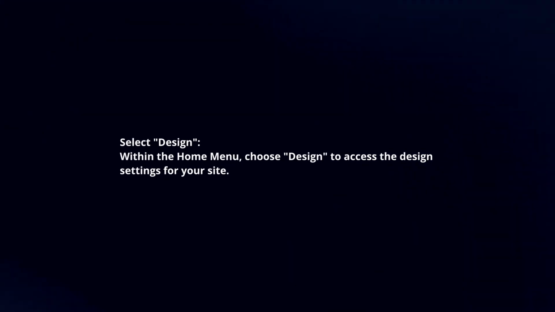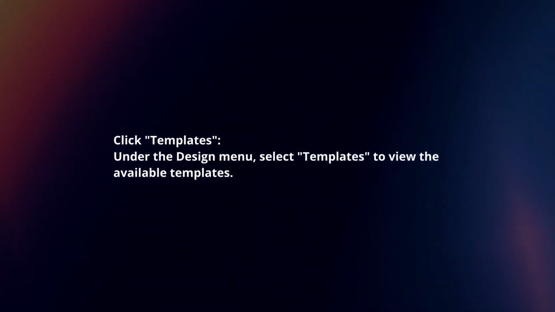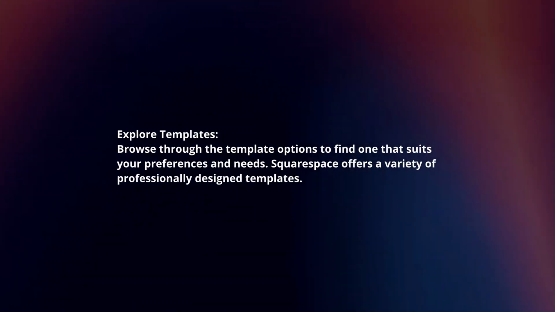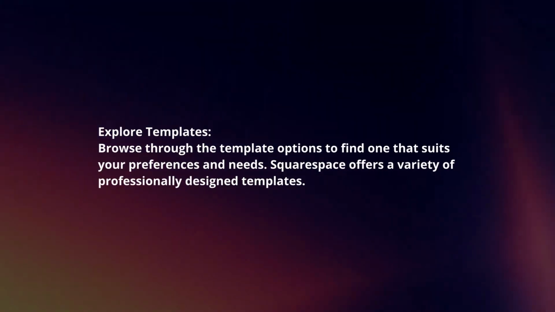Select Design. Within the Home menu, choose Design to access the design settings for your site. Click Template. Under the Design menu, select Templates to view the available templates. Explore Templates. Browse through the template options to find one that suits your preferences and needs. Squarespace offers a variety of professionally designed templates.